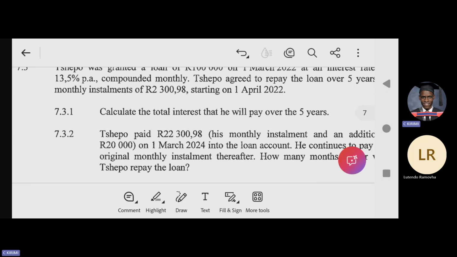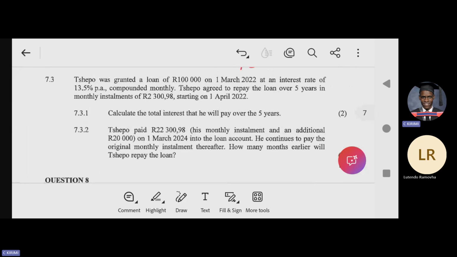But 7.3, I wanted you to try it on your own. But the chances of you, if I say don't copy, are you not going to copy? I'm not going to copy. That is the problem now. Let's do 7.31 together now. Okay. Then I will leave 7.32. Try 7.3.